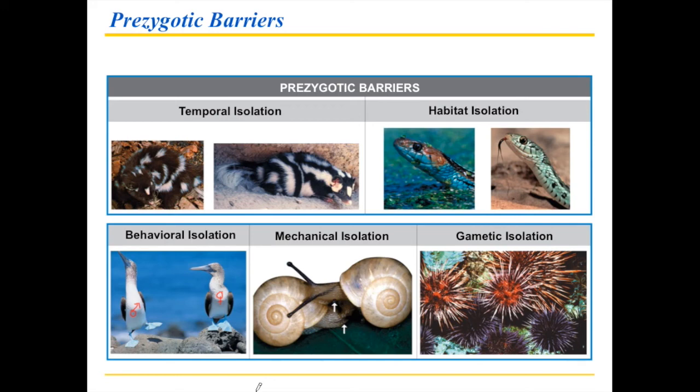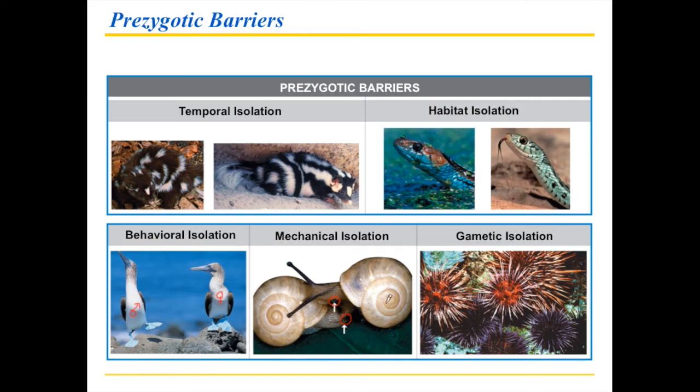In some cases, you have mechanical isolation. Mechanical isolation is interesting because here you have the reproductive opening of the one species. Here you have the reproductive opening of the other species, and because of the way they line themselves up, with the way the shells are, left-handed, right-handed kind of shells, these actually can't interbreed.